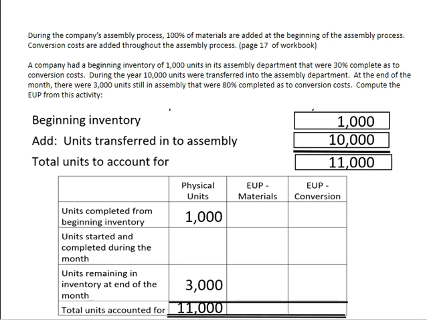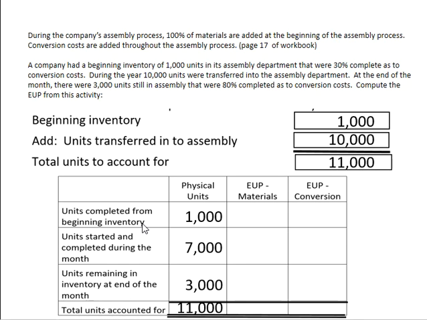So now all we need to do is solve for X, which is the units started and completed during the month. So we have 1,000 plus X plus 3,000 equals 11,000. We do a quick algebraic solution, and we know that's going to be 7,000 physical units. So we have 1,000 plus 7,000 equals 8,000, plus 3,000 equals 11,000. Now we need to go through the conversion process. Again, we have to convert materials and conversion cost separately because they have different percentages of completion.